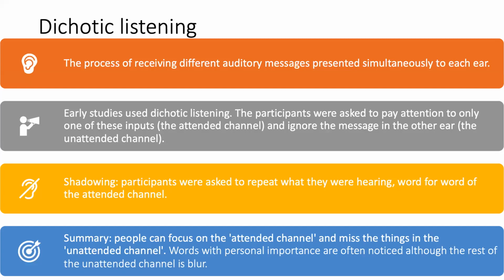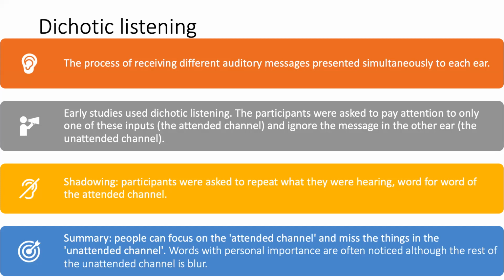Dichotic listening. What is dichotic listening? It is the process of receiving different auditory messages presented simultaneously to each ear. Early studies used dichotic listening. The participants were asked to pay attention to only one of these inputs, the attended channel, and ignore the message in the other ear, the unattended channel.